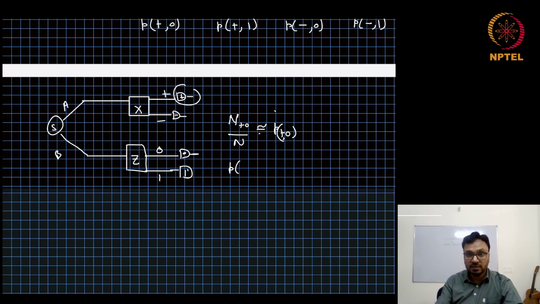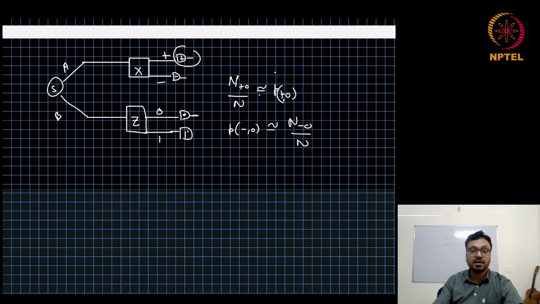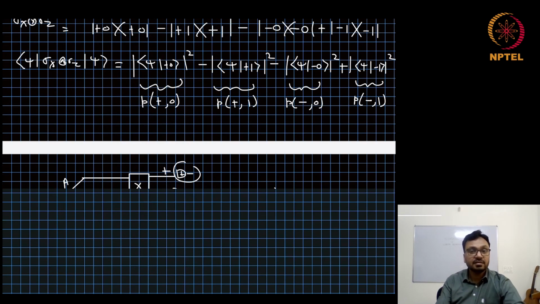Similarly, P of minus 0 is very close to the number of simultaneous clicks in the minus detector up there and the 0 detector in the B qubit, B subsystem, divided by the total number of input pairs. In that way, we can calculate all the relevant probabilities, and now we have to just take care of signs. P plus 0 comes with plus sign, P plus 1 comes with minus sign, P minus 0 comes with minus sign, and P minus 1 comes with plus sign.